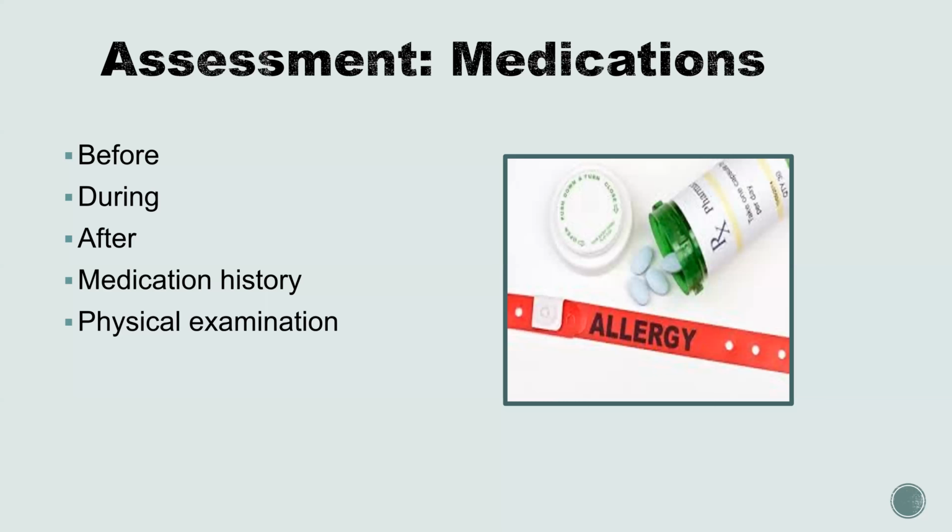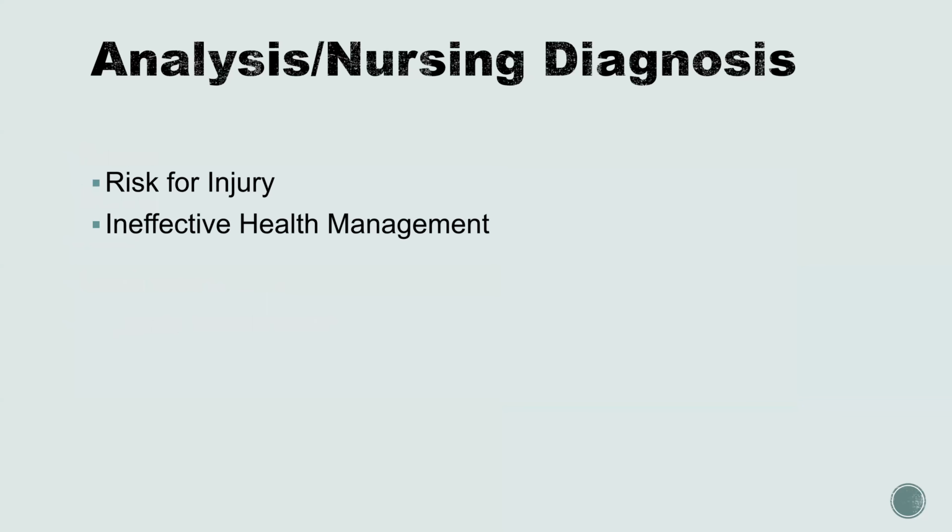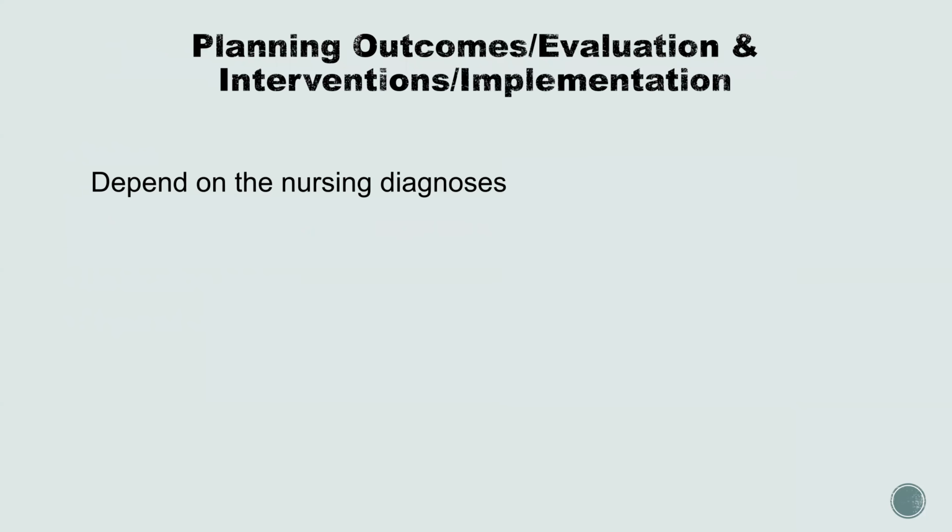And then the physical examination, again, like our vital signs and our patient's general appearance, we're going to use that to determine, are we going to give this medication right now? Is it appropriate? Here's some nursing diagnoses that are approved that would possibly fit for a patient who is getting medications, okay? And then our planning and outcomes, as usual, is going to depend on the actual diagnoses of our patient.